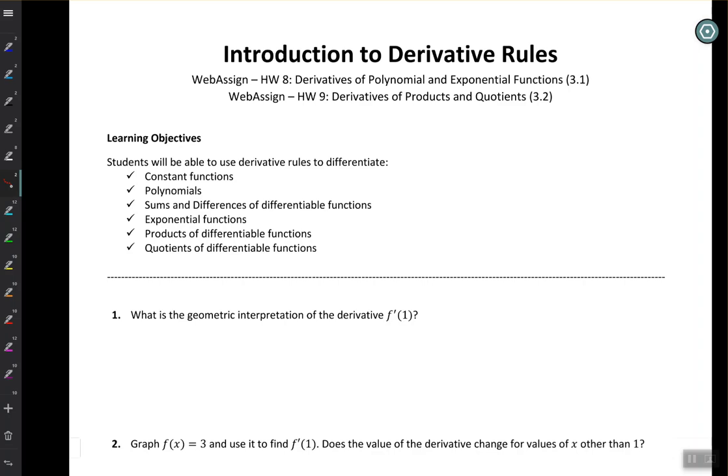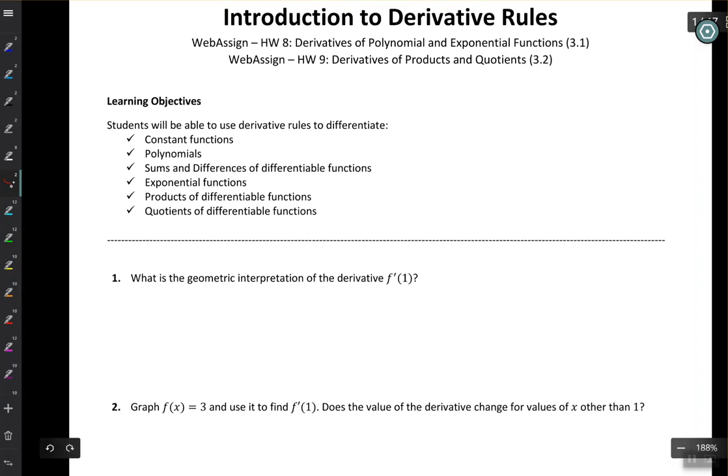We're not going to be calculating that limit anymore. We're going to be using a rule. So the flavor of the class is changing. It's more about looking at a function and saying what rule or what rules apply here, and then applying those rules. All right, so in this activity, we're going to be looking at derivatives of polynomials.